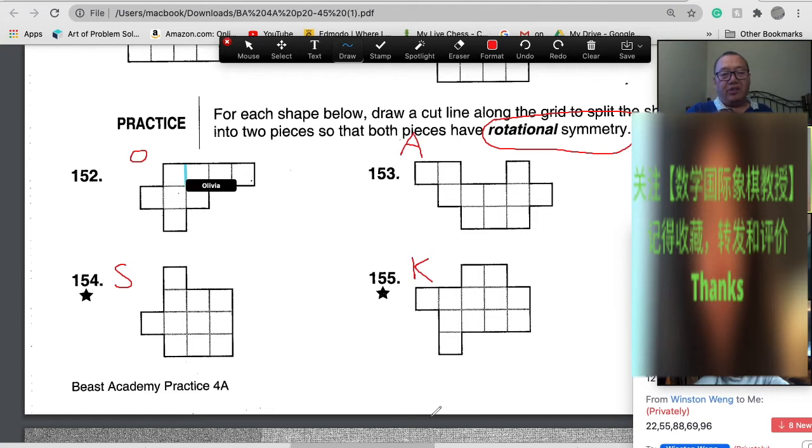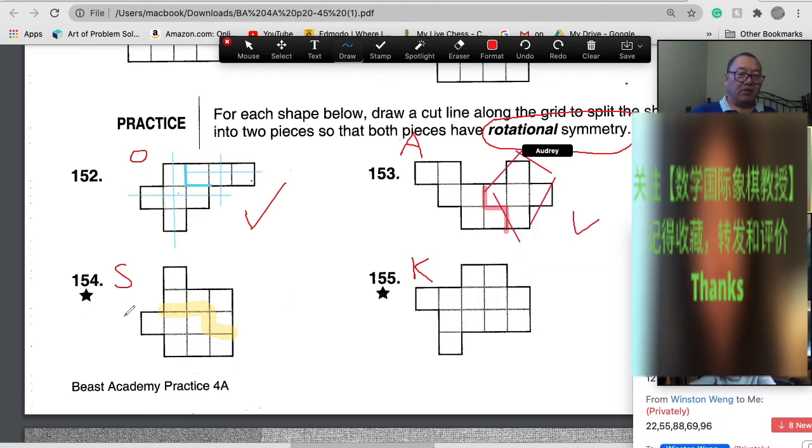If you did not get it, you check if they did right. Okay, Oliver got this one right. Yes, this one's right. Now let's see. Yeah, Audrey got this one. Yeah, this one looks right. 153. 150. Yeah, this one's right. Now let's see, Samuel, how did you separate? You make this one to 154. Yeah, don't make your line too thick. Yeah, separate it this way. Yeah, that's right. Kimberly, how to do this?